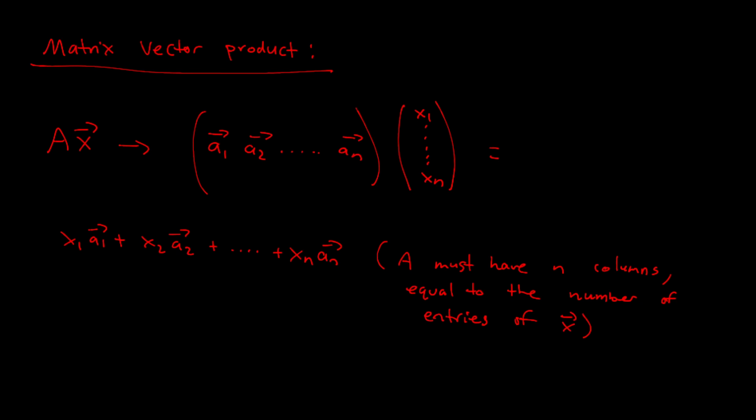Since we haven't defined what a matrix vector product is yet, let me define it. The matrix A times the vector X is just, if you represent a matrix A by the column vectors A1, A2, all the way to AN, and the entries of X as X1 through XN, that means A times X is just the vector X1 A1 plus X2 A2 plus XN AN. And we call this a linear combination. And notice that for this definition to be well defined, A must have n columns, which is equal to the number of entries of X.